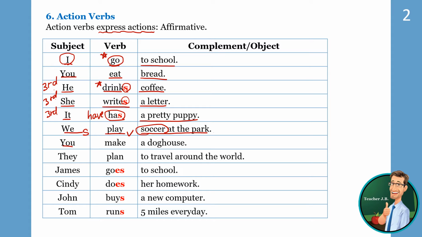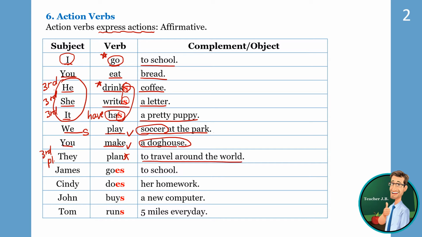You, plural, make a doghouse. So this is the verb. A doghouse is an object. They, this is third person, but this is plural. So we don't put an S here. Only third person singular has S at the end of the verb. They plan to travel around the world.